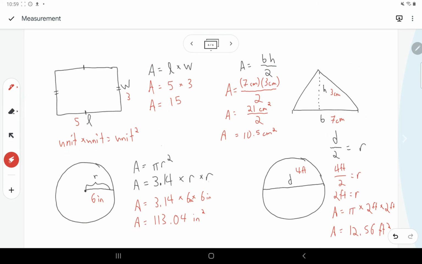The last thing to mention here is that if you're dealing with a square, remember that a square is a rectangle. Not all rectangles are squares, but all squares are rectangles. So you can use this formula here. Okay, that's all the basic shapes and their surface area.